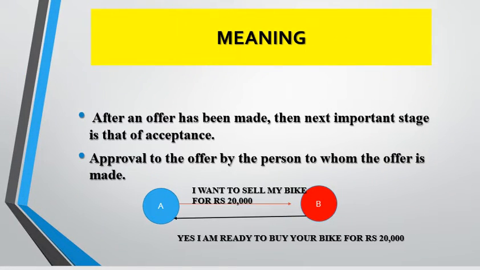First of all, we will understand the meaning of acceptance. When a proposal is made to a party, the next important thing is to accept that proposal. When the offer is accepted by the person to whom it is made, then we say the acceptance of the proposal converts into a promise, or we could say an agreement. Like here, A makes an offer to B: I want to sell my bike for rupees 20,000. B says, yes, I'm ready to buy your bike for rupees 20,000. A made a proposal to B and B accepted that proposal. Then it becomes an agreement, or a promise.